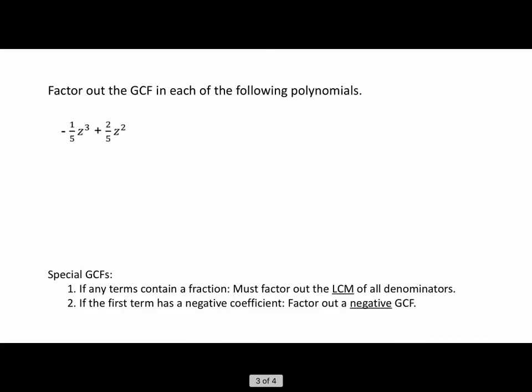Factor out the greatest common factor from the polynomial. So here we have 2 terms. Of course, they got to go and put fractions here, so it's a little bit more complicated. If you have any fractions in your polynomial, then you must factor out the least common multiple of all the denominators. So I've got denominators here of 5. So I know my GCF has to have 5 in the denominator. That's the least common multiple of 5. And if I look at the numerator, we've got a 2 and a 1. So the greatest common factor for the numerator is 1.